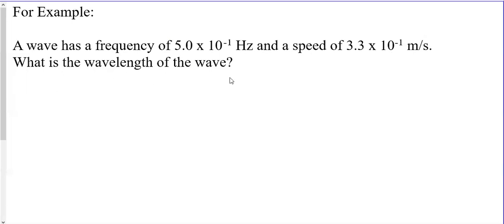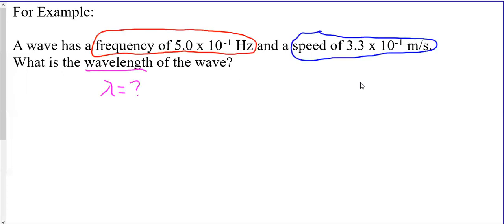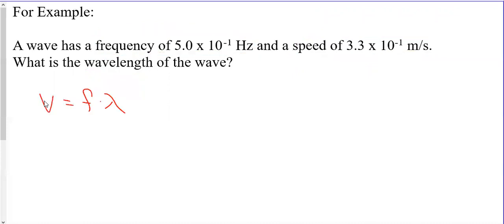So typically when you have to read a problem, try to identify all the variables. So frequency would be your 0.5 hertz if you want to ignore scientific notation. Speed is going to be 0.33 meters per second, again, if you want to ignore scientific notation, and we're looking for the wavelength. So just typically identify what's given to you and then just work out the equation.